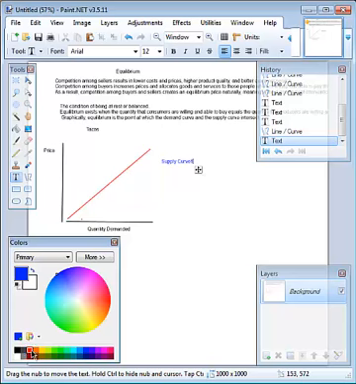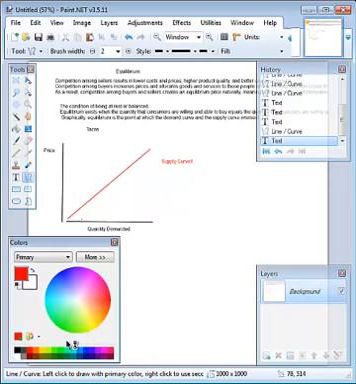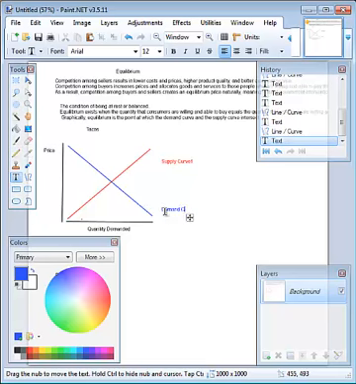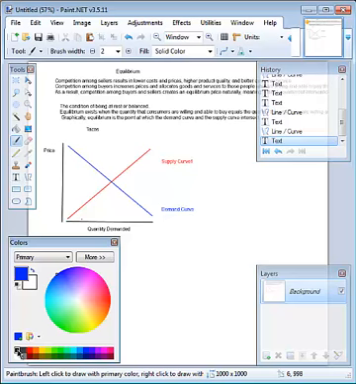Let's keep that red. As we move down to the right, let's make it a different color. That is our demand curve. As quantity demanded gets higher, the price goes lower. So let's call this our demand curve. And as you might imagine, the point where these two lines meet is the equilibrium point.